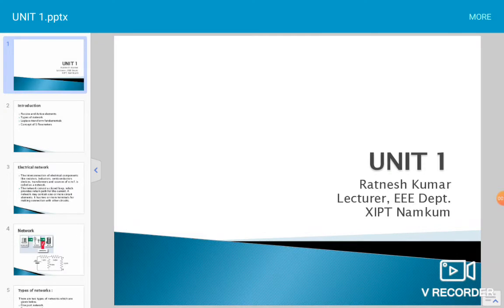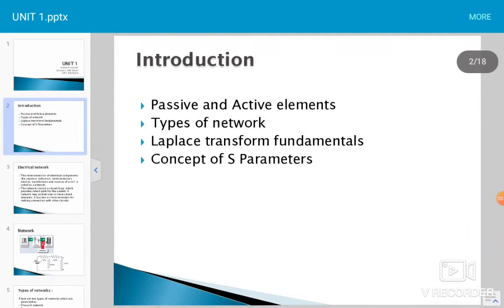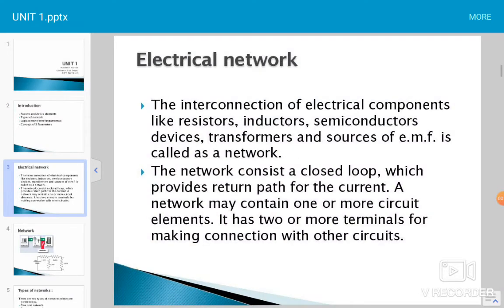Today I am going to teach you the first unit of the network, in which we study the introductory part of the network. This includes these topics: first is passive and active elements; second is types of network, Laplace transform fundamentals, and the concept of the S parameter. So now let's go one by one.